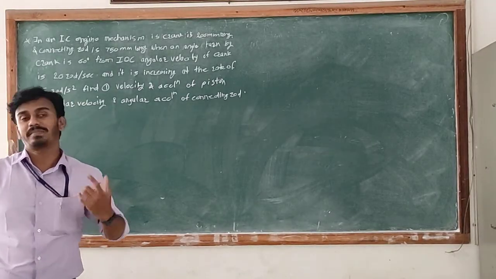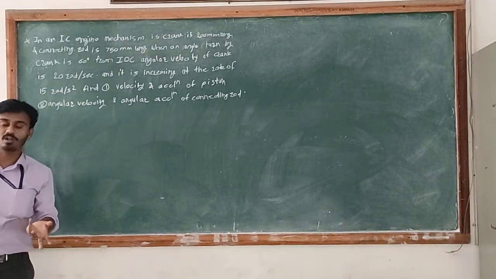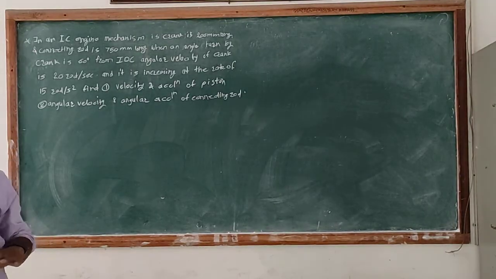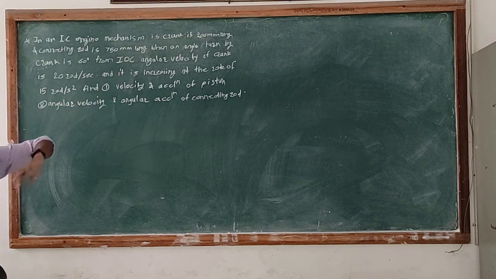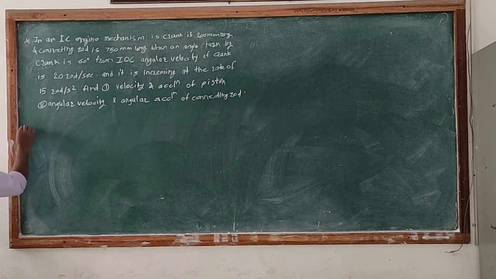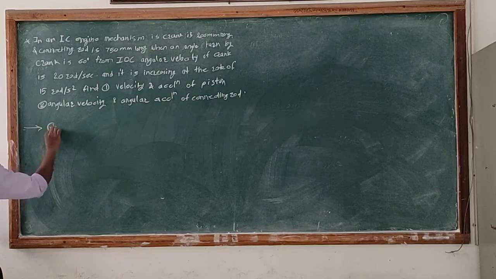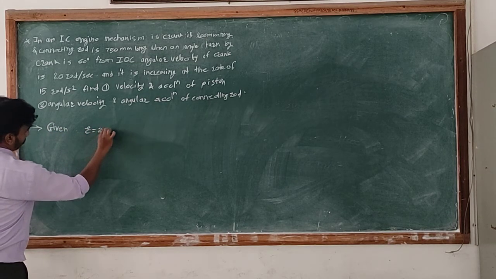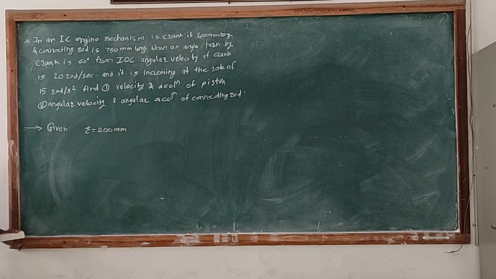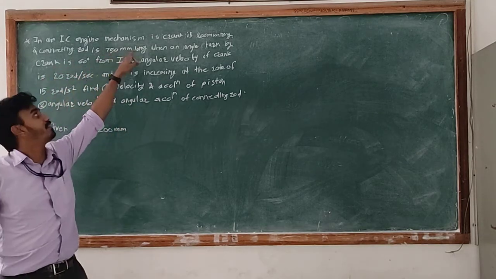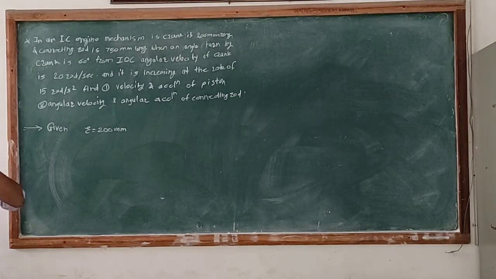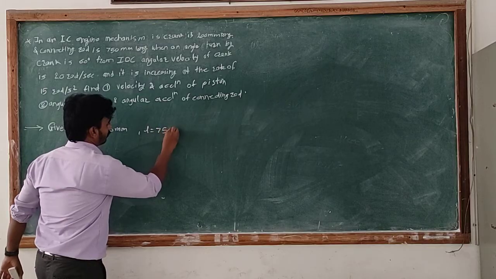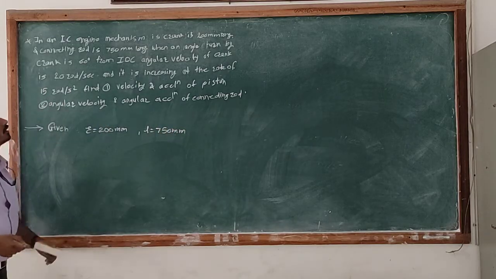In an IC engine, a mechanism is used, and this mechanism is called a slider crank mechanism. This numerical is based on the slider crank mechanism, having a crank 200 mm long. So, given the length of the crank R is equal to 200 mm, and the connecting rod is 750 mm long. The length of the connecting rod L is equal to 750 mm.